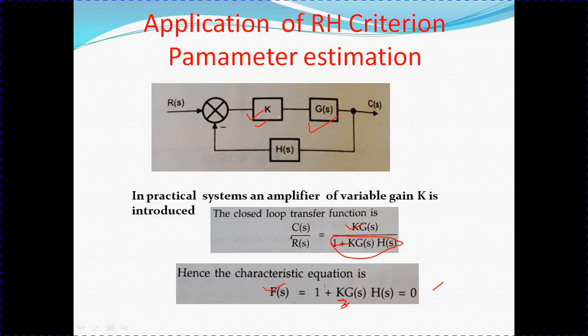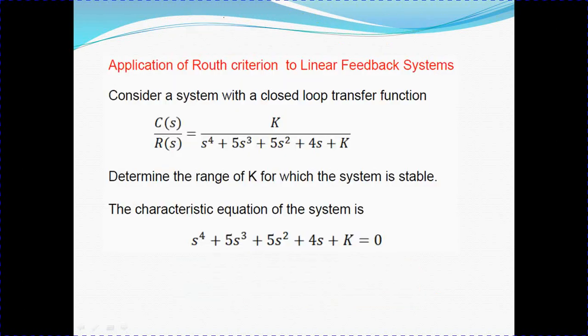In practical systems you will get either one or two variables for the parameter variation by the system itself. If no variables are available, then we can introduce the amplifier of variable gain K to adjust the system performance. So now we are going to see how to calculate the value of K so that the system will be stable within that range. Okay, so now we are going to take an example to find the value of K.